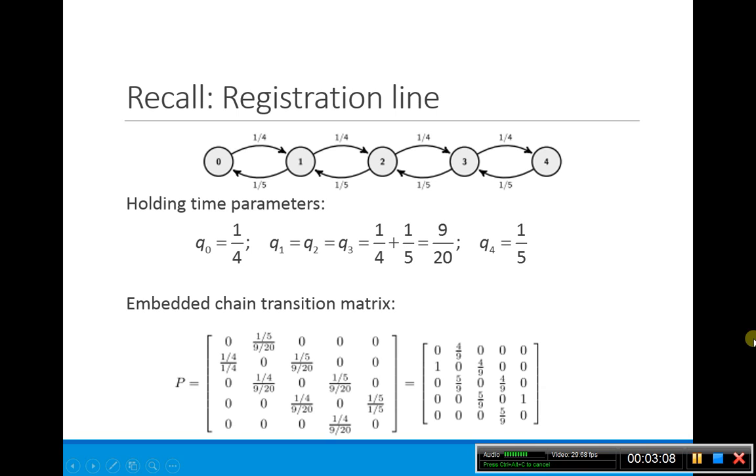Okay, so remember our registration line example, we had this schematic, we had our holding time parameters, and we were able to use all of our transitions. We were able to find our embedded chain transition matrix using our rates. And so we did that last time. We didn't start with P, we actually found P based upon our rates.